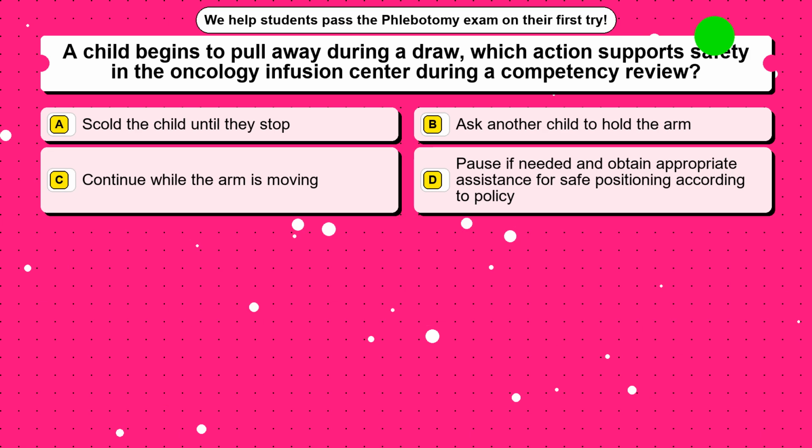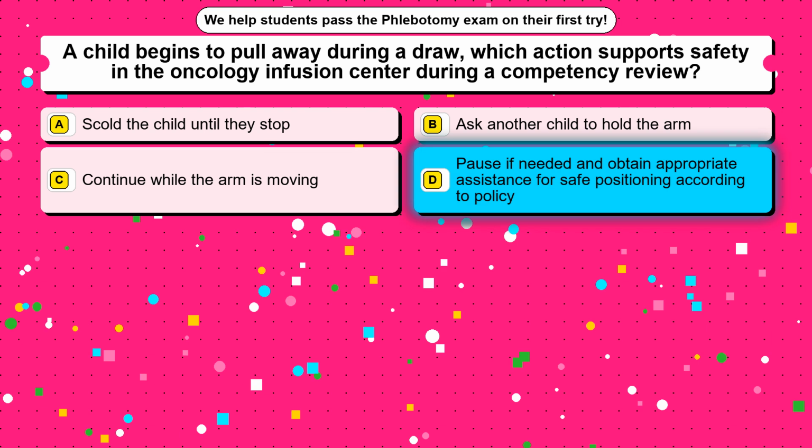Question 56. A child begins to pull away during a draw. Which action supports safety in the Oncology Infusion Center during a competency review? Option A. Scold the child until they stop. Option B. Ask another child to hold the arm. Option C. Continue while the arm is moving. Option D. Pause if needed and obtain appropriate assistance for safe positioning according to policy.